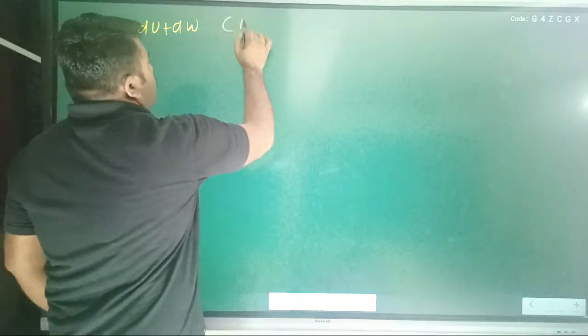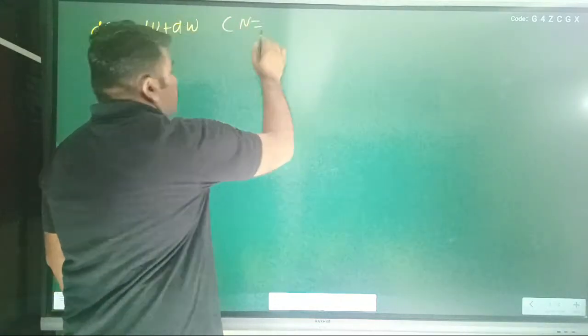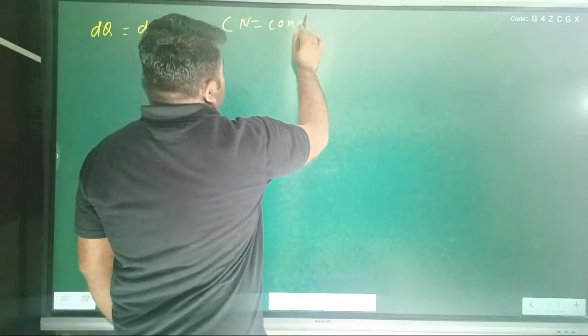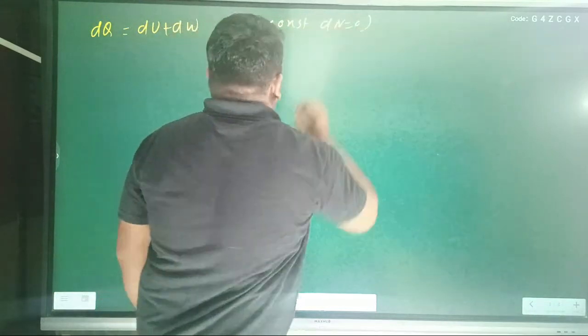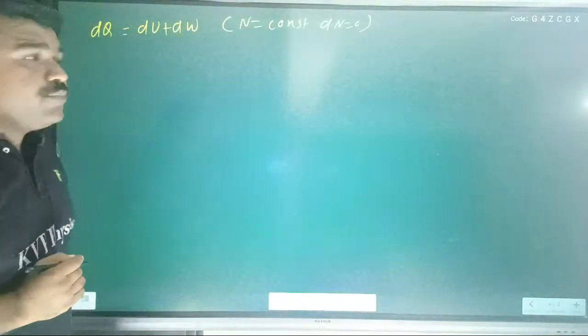But here, the number of particles N is constant. Then dN is equal to 0. Clear? N is constant, dN is equal to 0 for this case.